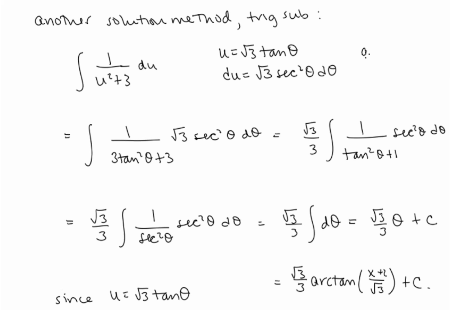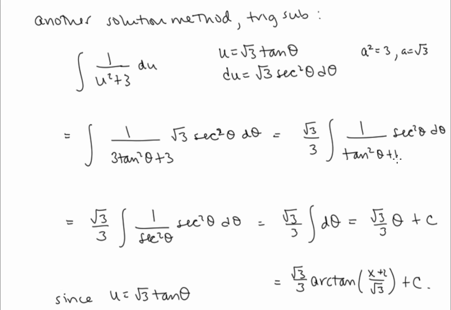Remember that a squared is equal to 3 here, so a is equal to radical 3. So u is equal to radical 3 tan theta, and then du would be radical 3 secant squared theta d theta. So squaring u for our denominator would give us 3 tan squared theta, then plus 3. And our du is radical 3 secant squared theta d theta. And so we could factor a 3 out of our denominator and bring that out with the radical 3 on top. And we have 1 over tan squared theta plus 1 times secant squared theta d theta.